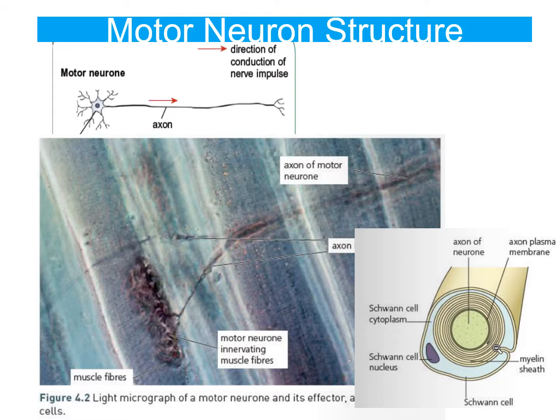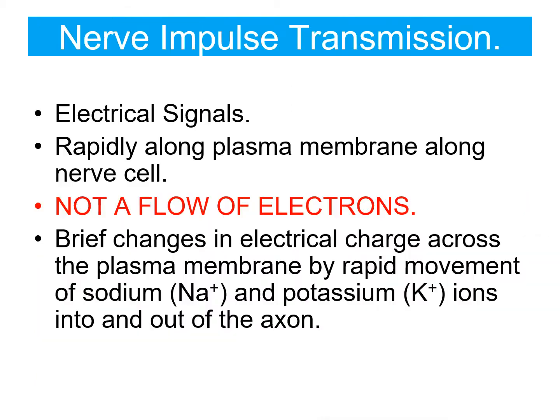To show you that there's some actual science behind this, you can see here a light micrograph, so you can see it under a light microscope, which shows you the size of a motor neuron, and you can see the muscle fibres that it's attaching to. So the impulse is going down this way to the effector, the muscle fibre, and you can see just a different version here of a myelinated neuron.